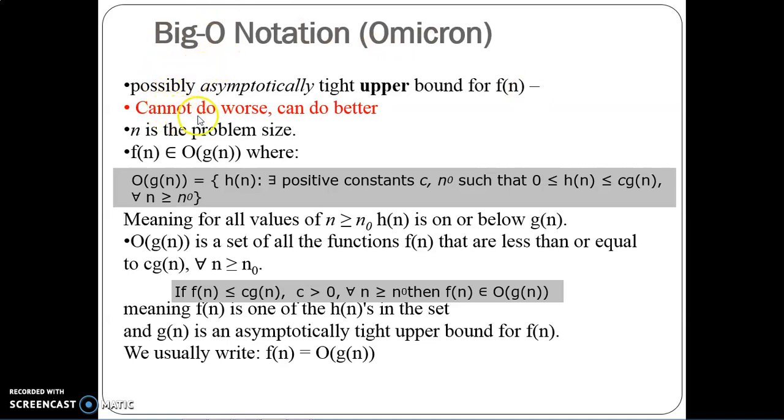Now what does the big O notation mean? The big O means that the algorithm cannot do worse than this, but it can do better. So this is the worst case. It indicates the worst case complexity of the algorithm.